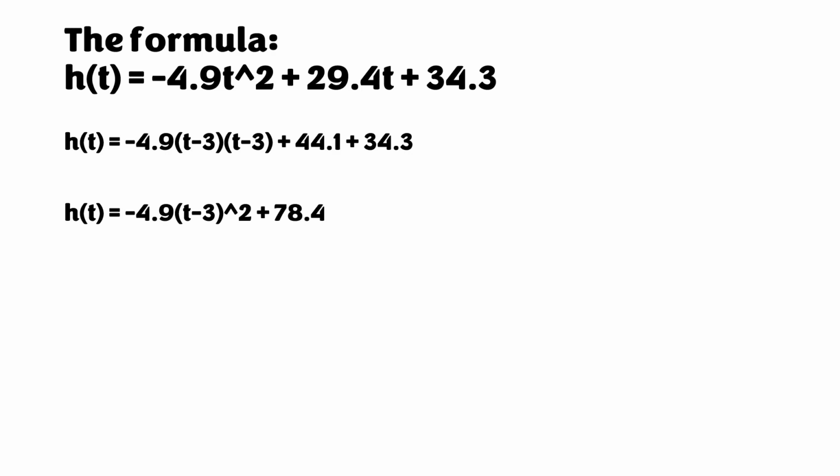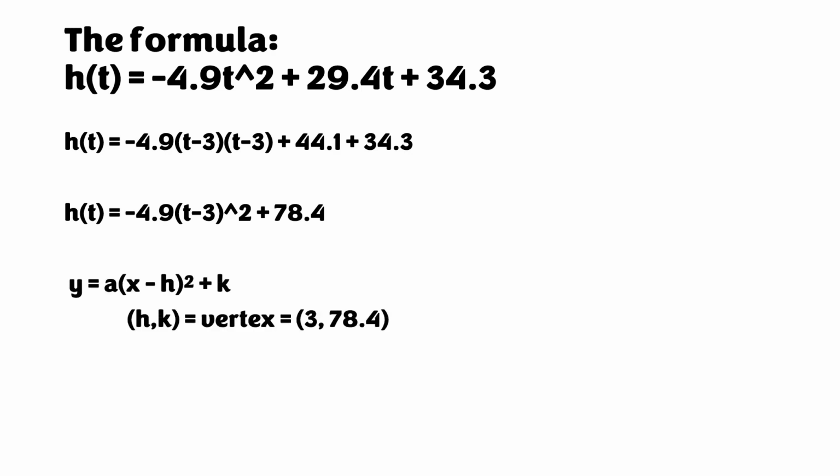Very smart, very smart. So now we're going to find the vertex form out of all things. Why? Because we need to find the highest point. And look at that, don't they look real similar now? Yes, they do. So now we're going to find h and k, which is the vertex. Anyways, the vertex is 3 and 78.4.